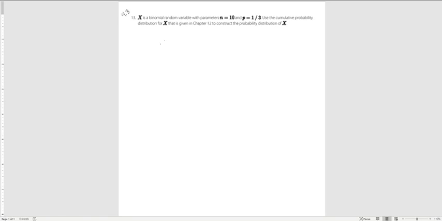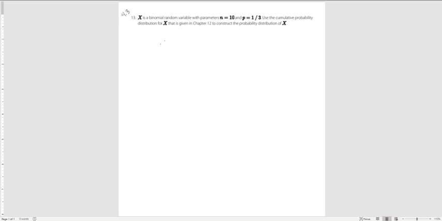Chapter 4, Section 3, number 13. So we have x as a binomial random variable with parameters n equals 10 and p equals 1/3, or p equals 0.33333 repeating. Use the cumulative probability distribution for x that is given in Chapter 12 to construct the probability distribution of x.